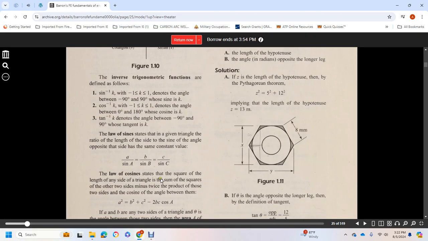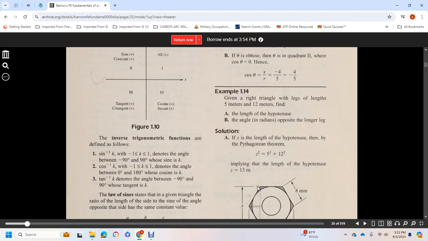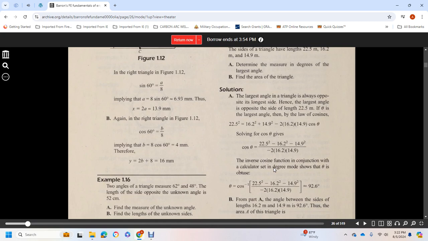Alright, we're on the law of sines. We're on examples 13, 14, 15, 16, 17.